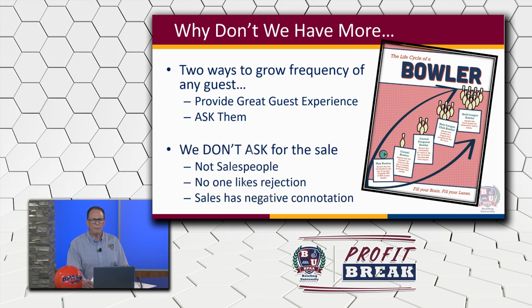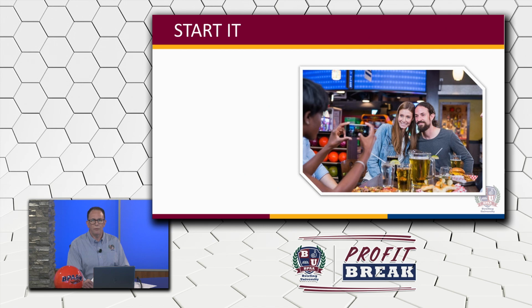So being able to have this in place allows us to start to focus on asking our guests to come back, and especially our frontline team members. They don't want to sell, our frontline team members, and that's okay because they don't want to be rejected and stuff like that. So what we do is we put this bowler life cycle in place so that way they understand the different stages of the life cycle and we can go forward from there.